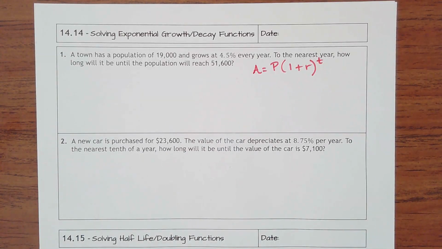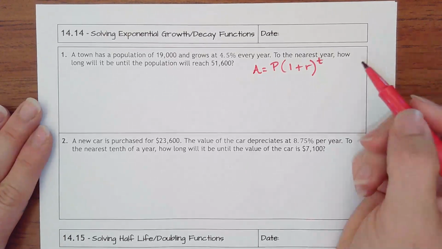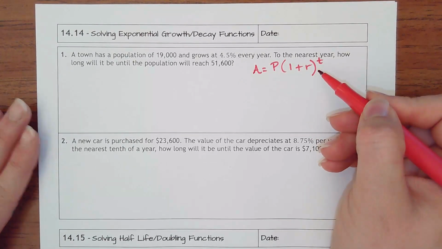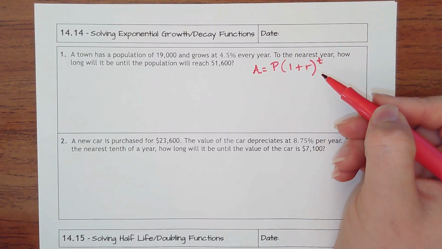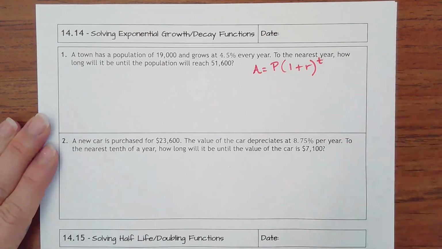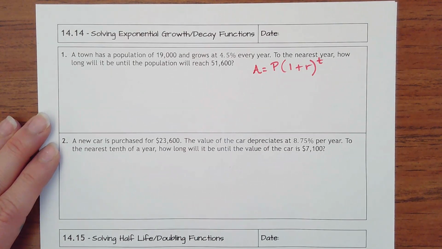Lesson 14.14 is solving exponential growth and decay functions. So it's using exactly what we've done before with making the equations, but now we're solving for t, which is the exponent. So it becomes an exponential equation that we're trying to solve for. And solving for an exponent will require us to use logs.